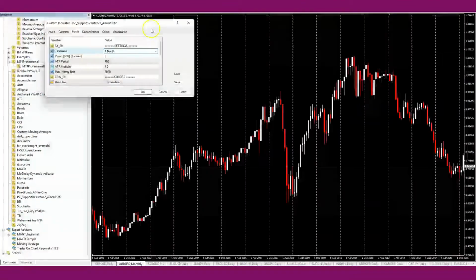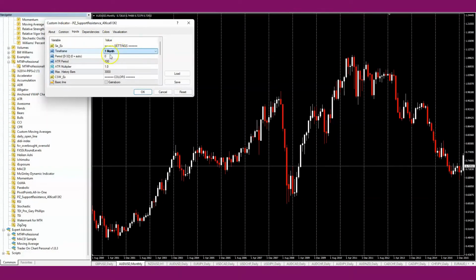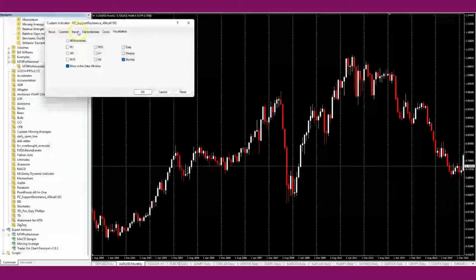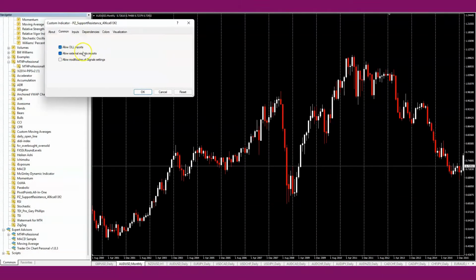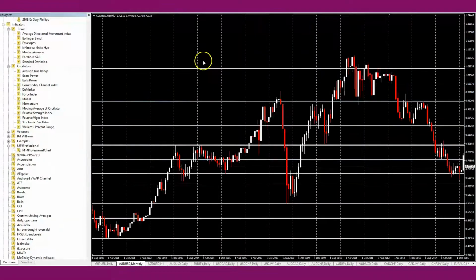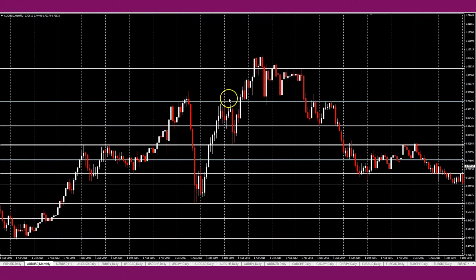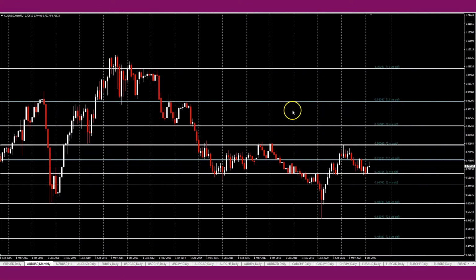Okay, all right. So I want to tell the indicator to show me the monthly support and resistance levels, and which chart I want it shown on, the monthly time frame. Make sure allow DLL imports is clicked, and boom, there you have it. So on this chart right here, it's showing the monthly support and resistance levels. Okay, so let's go down to the weekly.